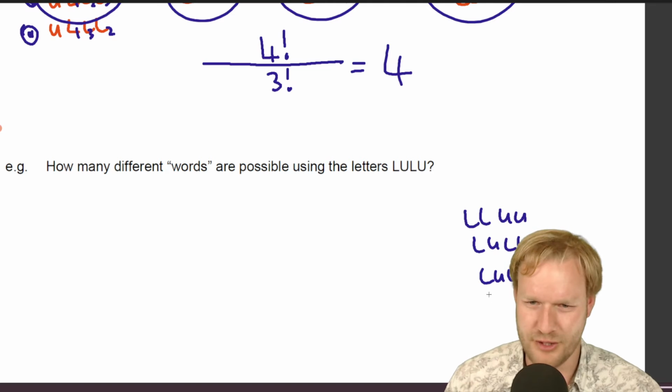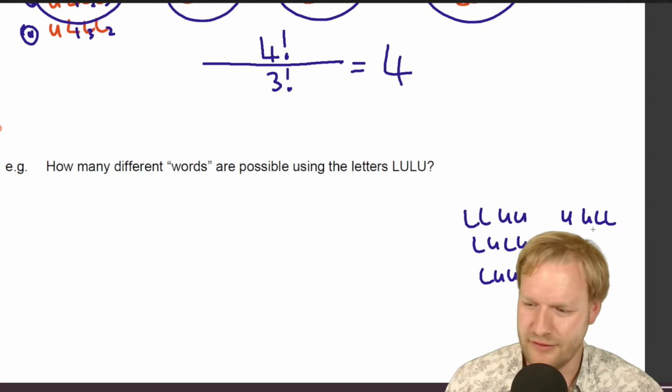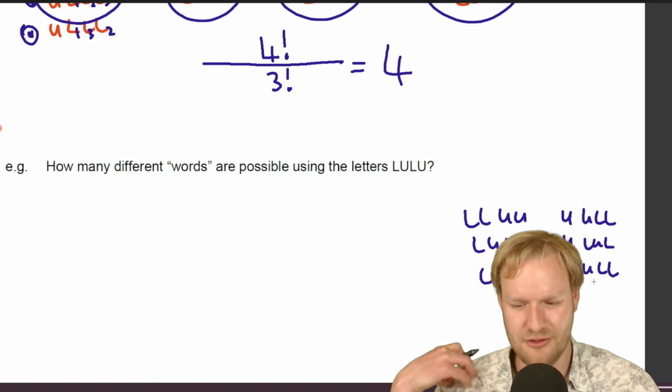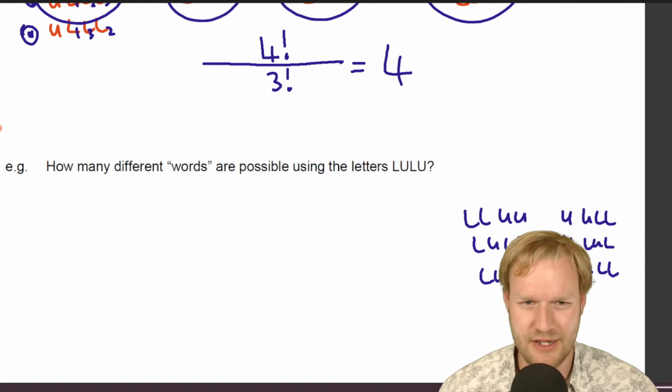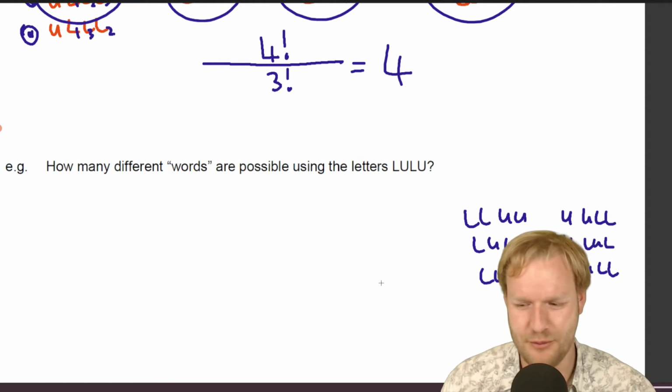And that would be if we started with an L, but maybe we started with a U, and then we could have U-U-L-L, or we could have U-L-U-L, or we could have U-L-L-U. Those are the 6 I see. There are 6 options. Okay, but let's use our formula to see how it gets there.